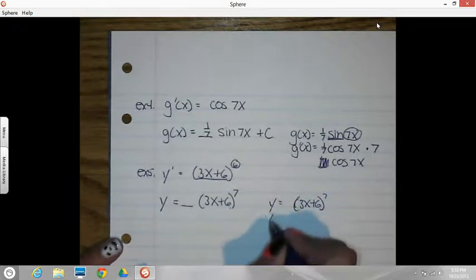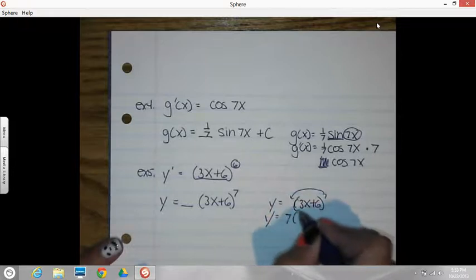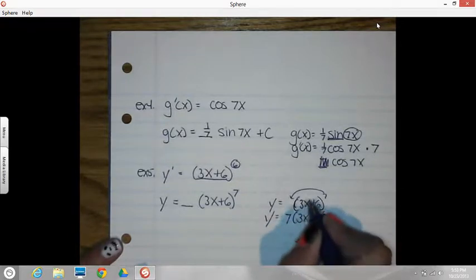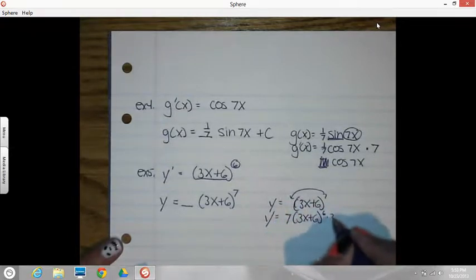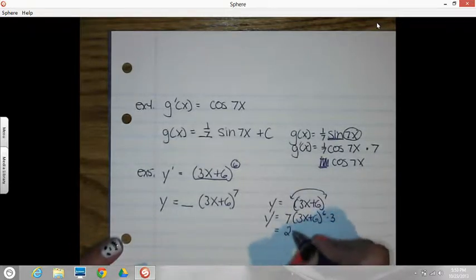my 7 would come down. My inside stays the same. And then I have to multiply by the derivative of the inside yet. Derivative of the inside is a 3, and that goes to 0. So my derivative would be 21 times 3x plus 6 to the 6th.